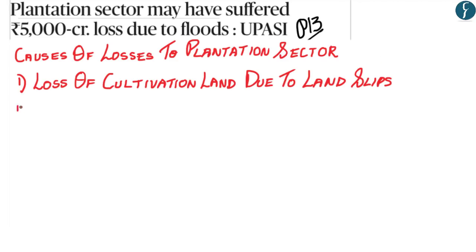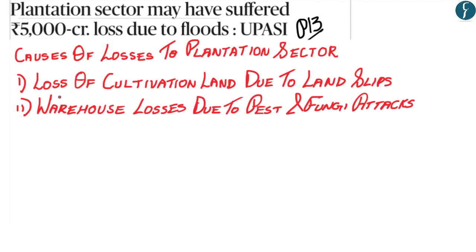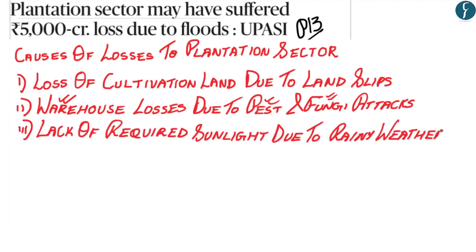The second reason given in the article is the warehouse losses due to pest and fungi attacks, wherein the produce from the plantation sector such as of tea or coffee that have been kept in warehouses have been deteriorating due to pest and fungi attacks. The third reason given in the article is that there is a lack of the required sunlight due to the rainy weather. Now, because of the rainy weather in Kerala and in regions of Karnataka and Tamil Nadu, there has been a lack of required sunlight for tea plantation.